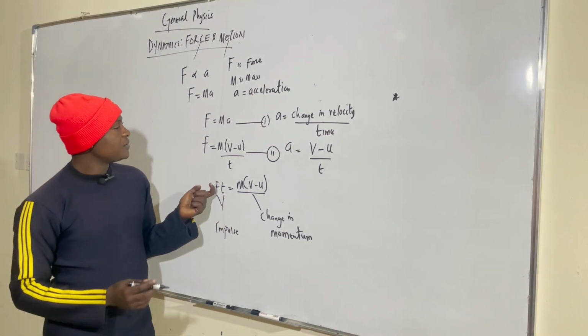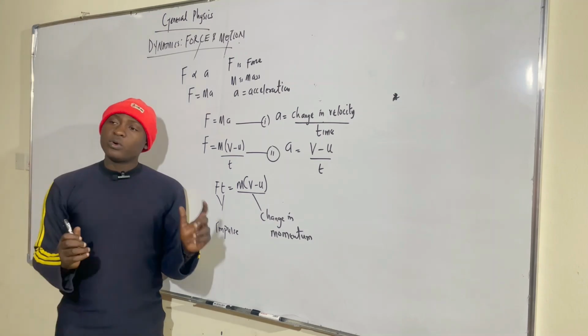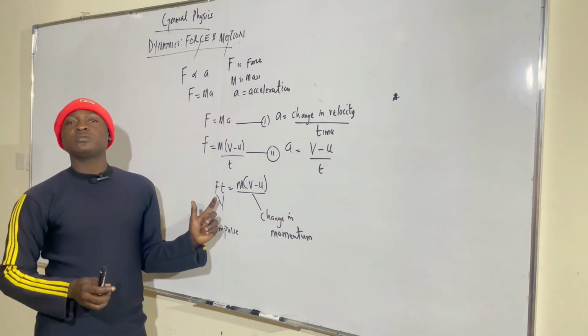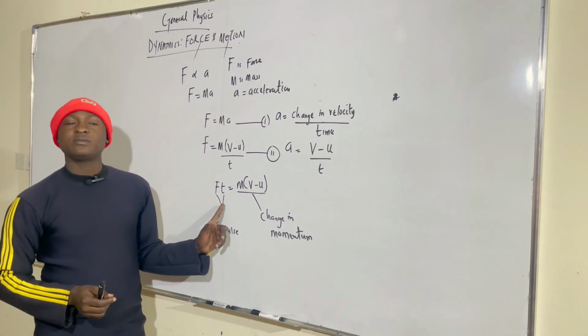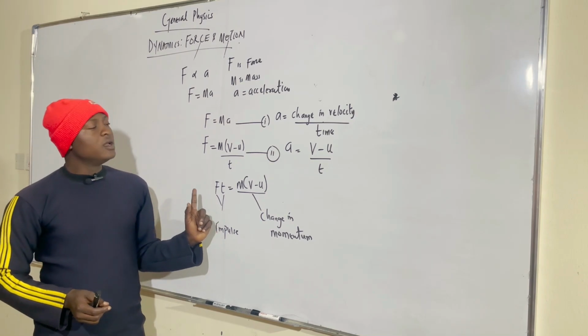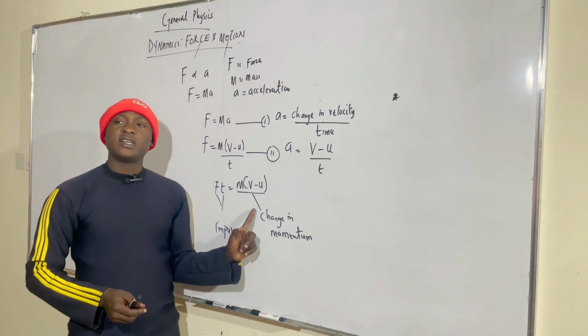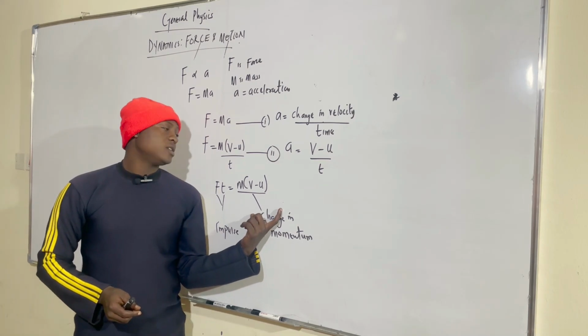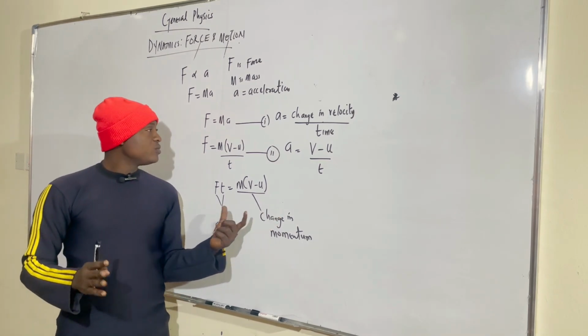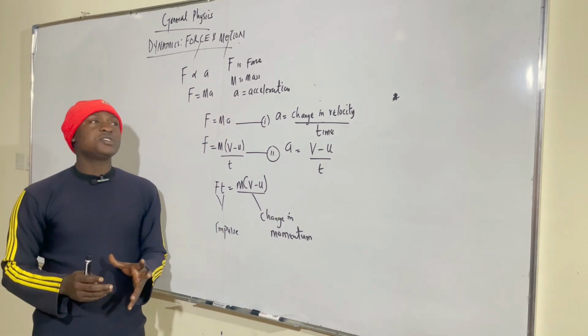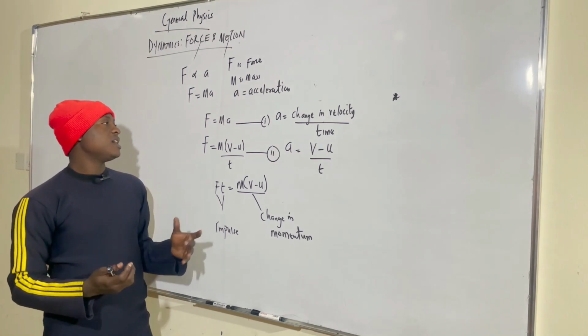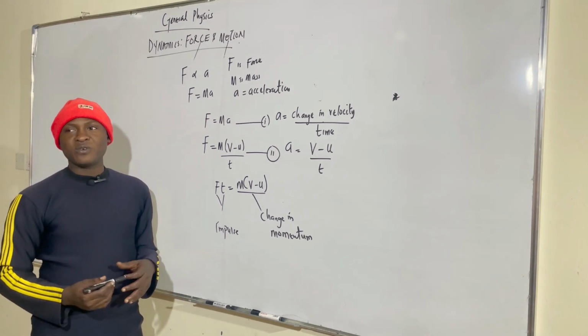So in some problems, you may be asked to find the momentum, and if you are given the force and time, you can quickly apply this formula. But if you are given the value in terms of mass, final velocity, and initial velocity, we apply the one we have at the right hand side. So from this Newton's second law of motion, we are able to derive, let's say, four equations.